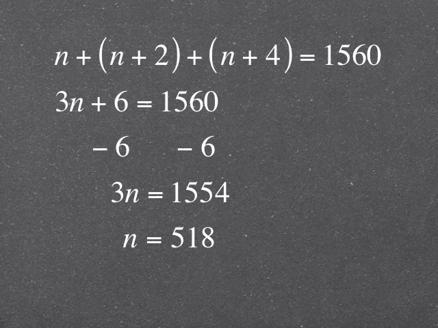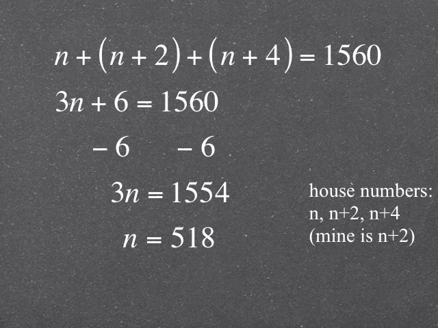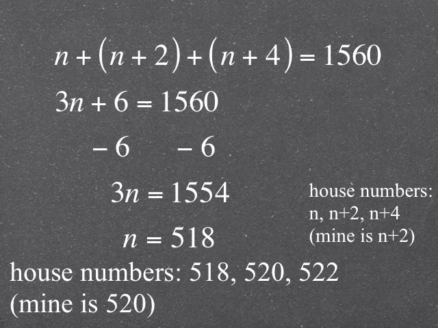So I want to use my key. It says the house numbers are n, n plus 2, and n plus 4, and mine is in the middle. So the house numbers are 518, 520, and 522, and mine's in the middle, so mine is 520.